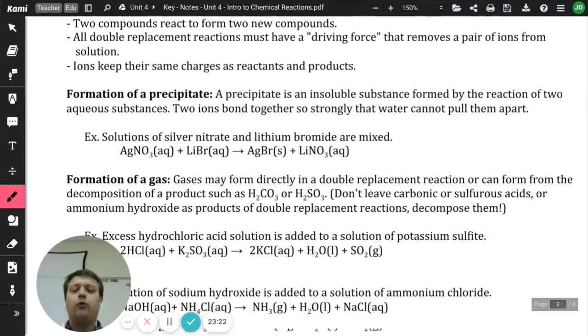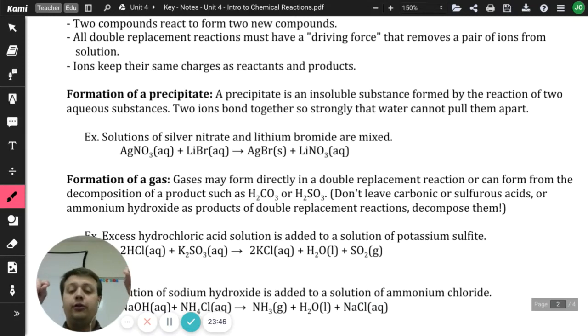First off, we can have a formation of a precipitate. Now remember, a precipitate is that insoluble solid formed by reacting 2 aqueous solutions. So essentially, I take 2 things that dissolve in water, I mix them together, and I will create something that does not dissolve in water. So it becomes insoluble as a part of that reaction.